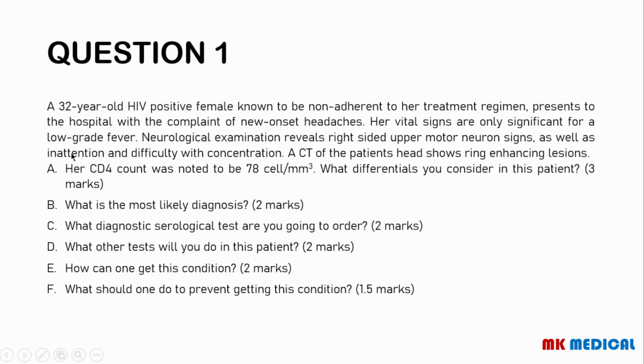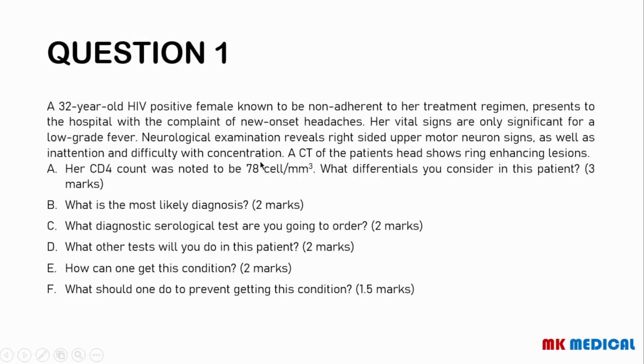And then question A says her CD4 count is noted to be 78 cells per cubic millimeter of blood. What differentials would you consider in this patient? 3 marks. So you get a patient that's 32, that's HIV positive, and of course, this woman is not really compliant to her treatment. So you're obviously thinking that this woman has probably an opportunistic infection, given that her CD4 count is very low.